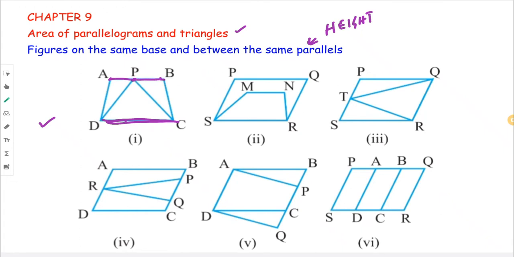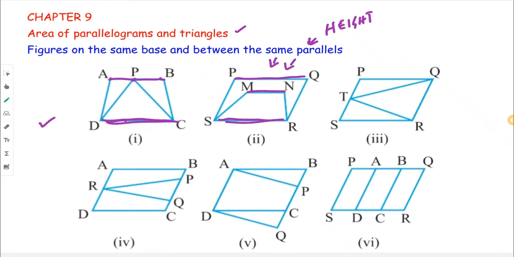Now have a look at the second figure. You can see two quadrilaterals. If you look at them, they have the same base here, SR, but do they have the same height, or the same parallels? No, because for SMR this is the parallel or the height, but for the other, PQRS, this is the height. So this diagram has the same base but not the same height.